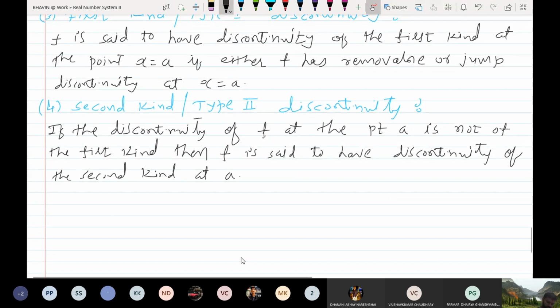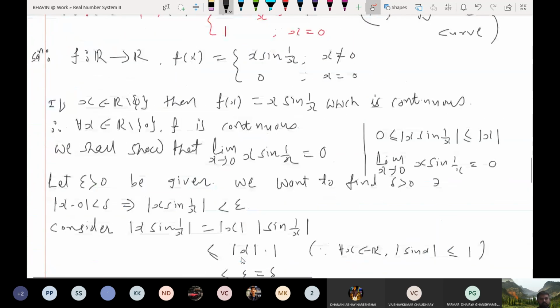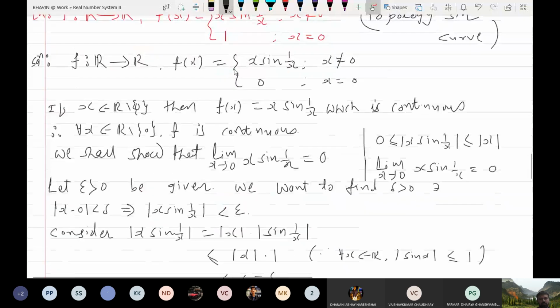Okay, so this is the discontinuity of second kind if it has not a first kind. Now, many times this type of examples have been asked. They are asking, discuss the type of discontinuity for the following functions. So accordingly you need to give the answer. Now let me take an example. Before that example, look at this example.